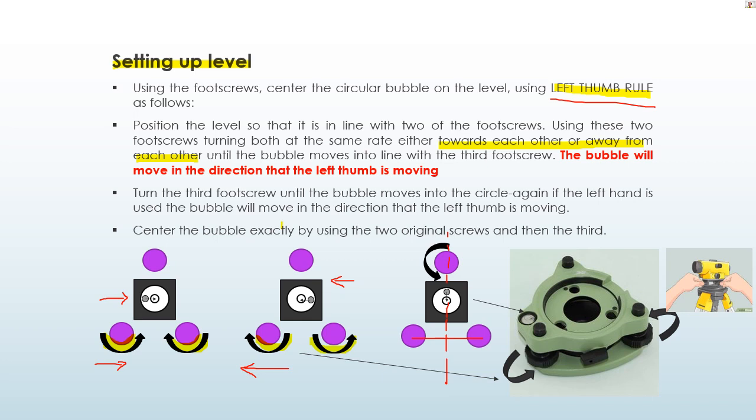So then if you need to bring it down, you're going to move your left thumb anti-clockwise this way. So you can bring it down. This is your left thumb move, and then the bubble moves the same way.